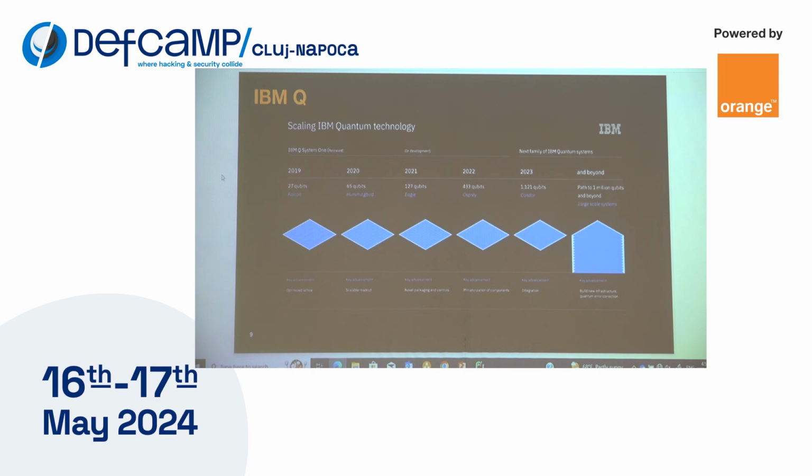A year later, we see another quantum computer, also from IBM, with 65 qubits. Then 1 year later, we see a quantum computer with 120 qubits. Then another 1 year later with 400 qubits. And then last year, we saw a quantum computer with almost 1,000 qubits. So as you see, from year to year, the number of qubits doubles.